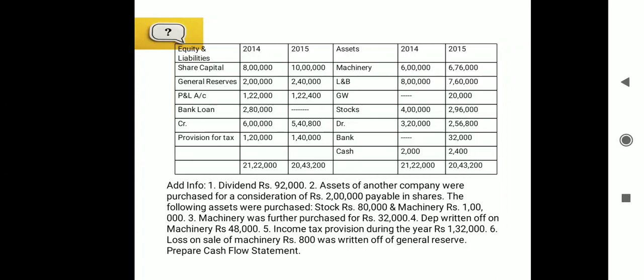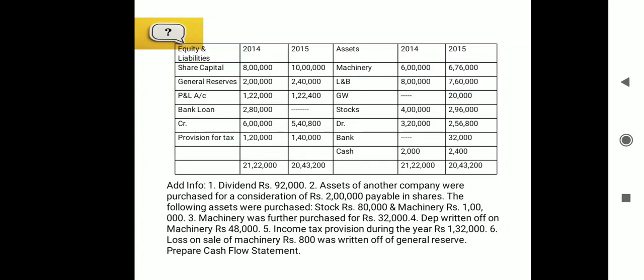So as always, the way we used to solve, we'll first discuss the question, each and every item given in the question, and then we'll try to solve it. So the very first item is share capital. If you check the amount, in 2014 the share capital is 8 lakh, and in 2015 it is showing 10 lakh. That means the share capital got increased by 2 lakh.